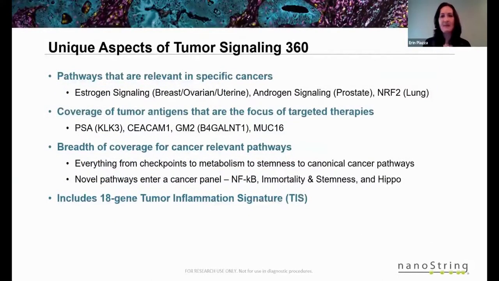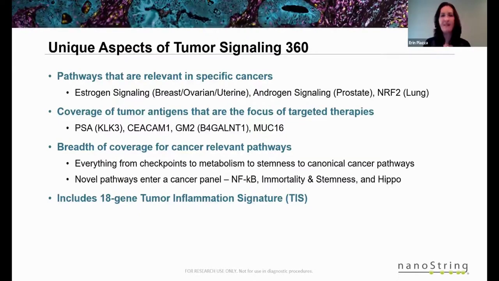Some of the unique aspects of this panel include pathways relevant only in specific cancer types. That includes pathways like estrogen signaling relevant in breast, ovarian, and uterine cancers, androgen signaling in prostate cancer, and then the NRF2 pathway, which has become of key importance in lung cancers. We also covered a number of different tumor antigens that are themselves the focus of some targeted therapies. Things like prostate-specific antigen, CCAM, GM2, which of course is not a gene, but it's the enzyme that produces it can be targeted, and then mucin 16.